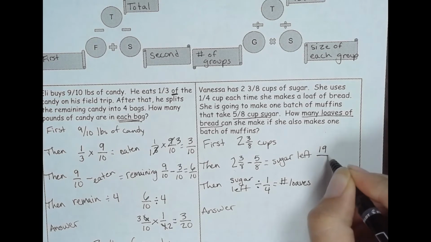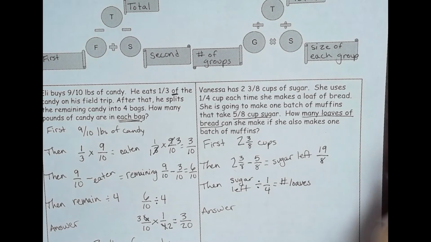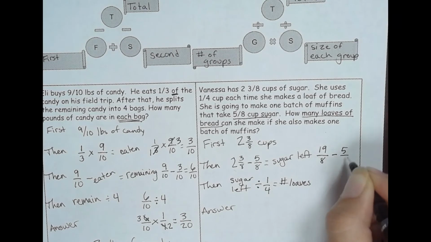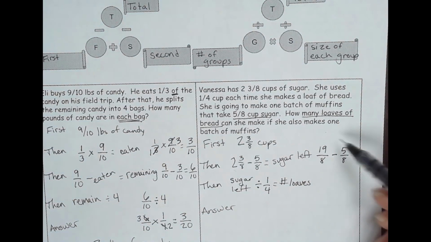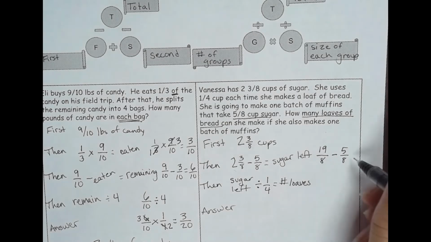So it would be 19 over 8 minus 5/8. Now, since these are fractions and I'm minusing, I need a common denominator. But thankfully we have a common denominator, so we don't have to worry about that. So 19 minus 5 gives me 14 over 8.